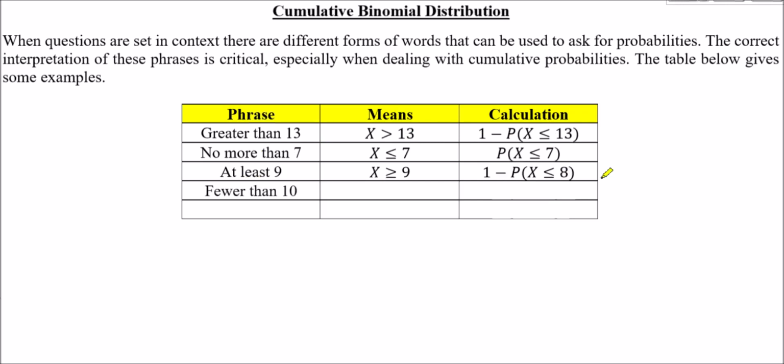Fewer than 10. This one just means x less than 10. Again, this isn't in terms of this symbol, so we'd have to rephrase that. X being less than 10, we'd have to have it where x is 9 or less. That means the same thing, but think of it in this way, in terms of the correct symbol. Finally, if you had something like at most 8, that means x has to be equal to 8 at most, or less than 8. Again, because it's in the form of this symbol, we're good to go, and we can just work out the probability of that.